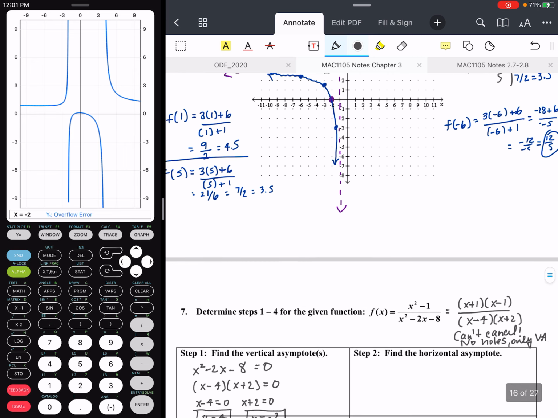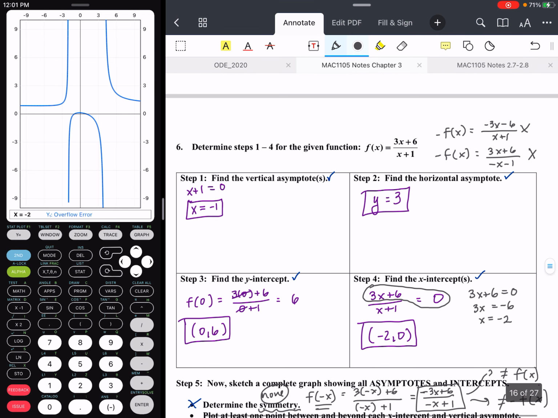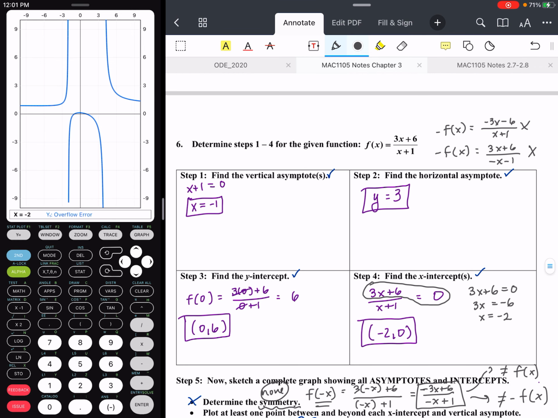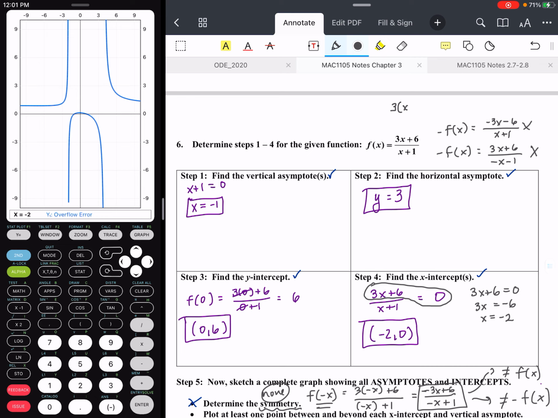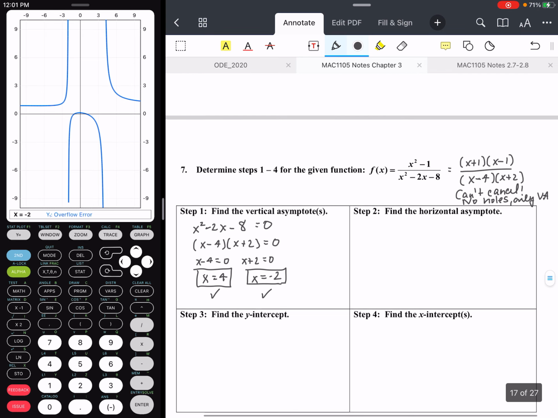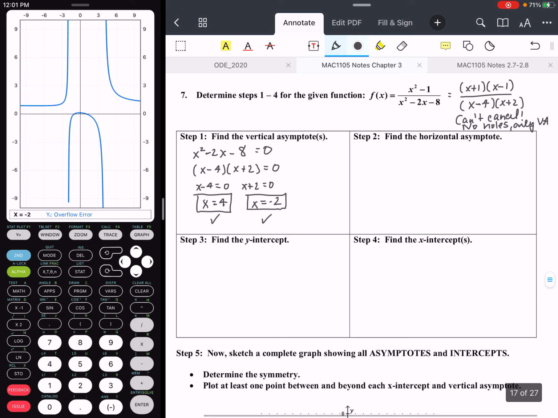I didn't do that in number 6 just because I could see pretty easily that they wouldn't cancel: 3 times x plus 2 over x plus 1. Again, no factors would cancel. That x plus 1 wouldn't cancel out, so I knew that that wasn't a hole. Okay, so we've got our two vertical asymptotes.